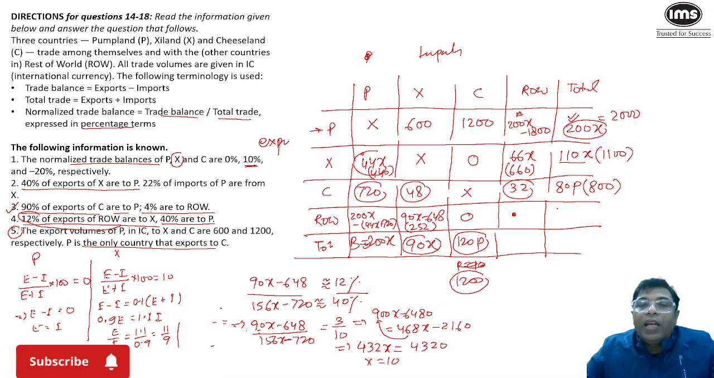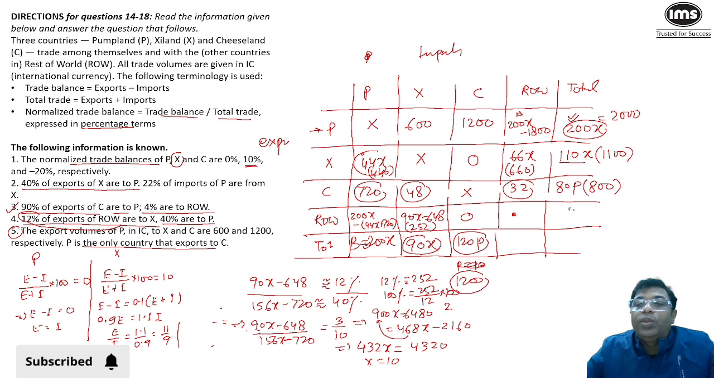So in this way, I can calculate this also. If this is 12%, so 12% is equivalent to 252. So 100% will become how much? 252 upon 12 into 100. So I think this will become 12 2s are 24, 12 1s are 12, 2100. So total export is 2100.